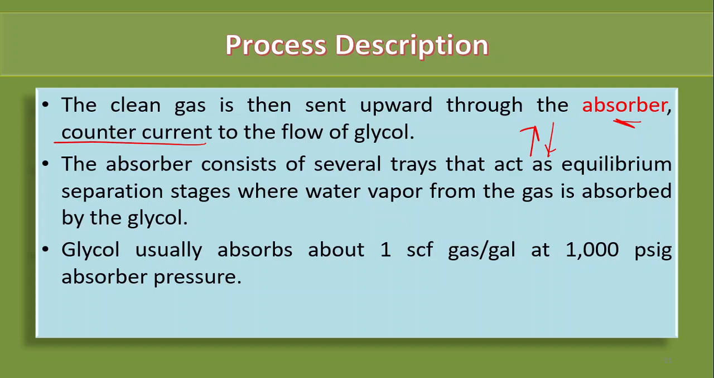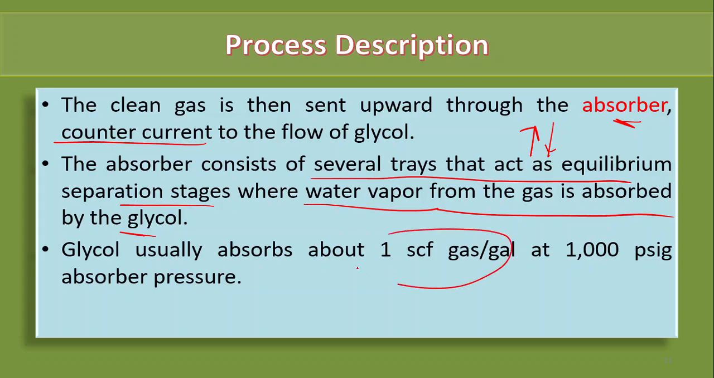The absorber consists of several trays that act as equilibrium separation stages, where the water vapor from the gas is absorbed by the glycol. So this is the absorption process going on. Usually the glycol absorbs 1 standard cubic feet per gallon at 1000 psi absorber pressure. So at this pressure, the tentative value is 1 standard cubic feet of gas per gallon of the water. That is the absorbed value of the water from the natural gas.